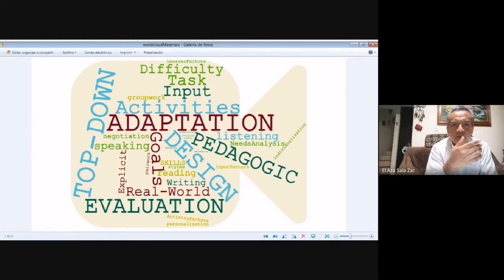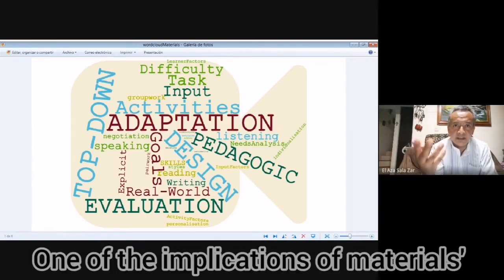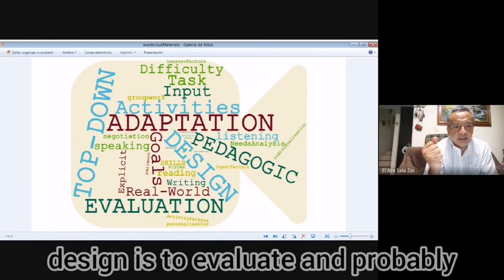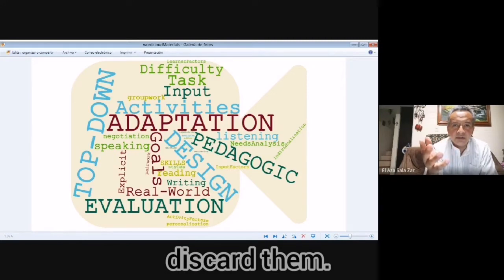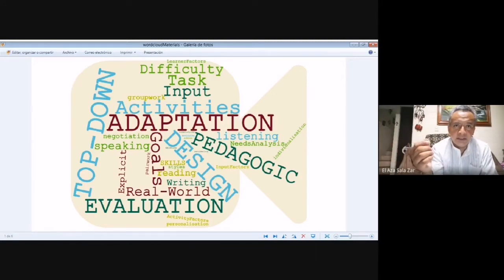As you can see, we have a word cloud where you can read the concepts of this chapter. And that's what we do when we teach the language. We either adapt or design materials, and then we evaluate those materials. And if they are capable of being used in following courses, we keep them, or maybe we adapt them, or maybe we discard them and get new materials.